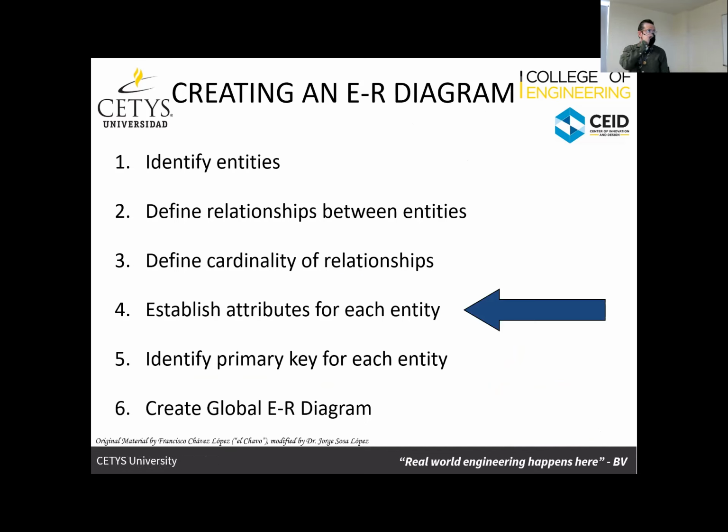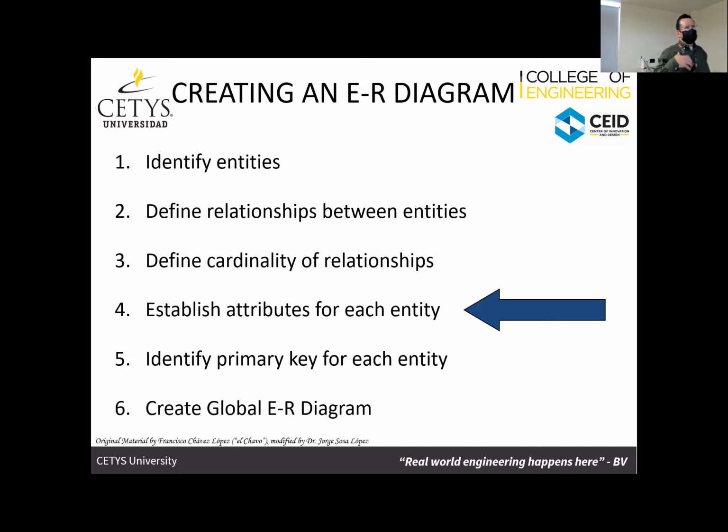Now, continuing the steps that we're following in the design, the next step is to establish attributes for each entity. And we already talked about that. The attributes are the things that describe the entity, things that make sense in the description of the entity. How many attributes an entity has depends on us. We can define as many as we want. The only important thing is to define and identify the attributes that we need, and think about the attributes that we might need in the future.